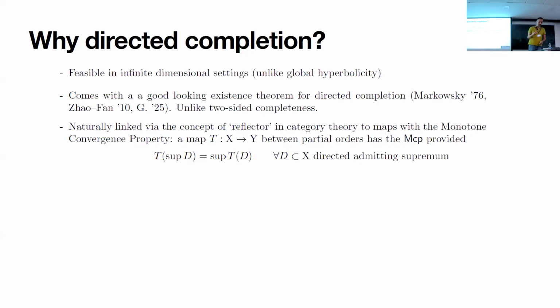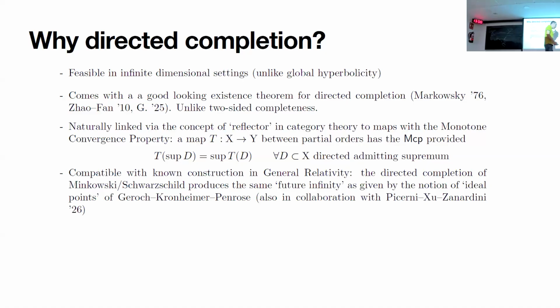But anyway, in some sense, a crucial point that I want to make is the following. If you believe me for a second that respecting directed suprema is a property that you would like to have for your maps, then two things are natural. First of all, it's natural to ask that directed suprema exist. And it is natural to define the directed completion as the completion which has this universal property. And everything follows very naturally once you realize that the monotone convergence property is a good thing. Okay? Now, one thing which turns out to be nice is that this construction of directed completion is compatible with at least the basic examples of spacetimes and future completion of spacetimes that you can find in general relativity.